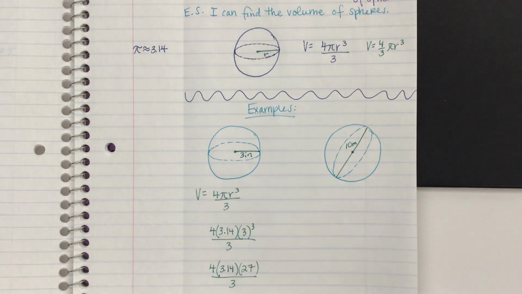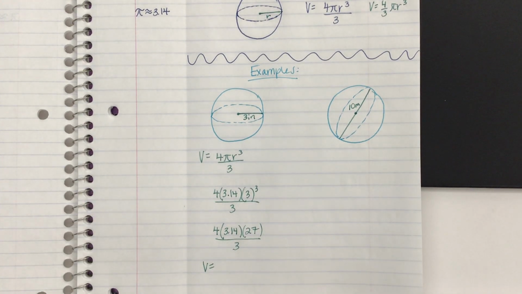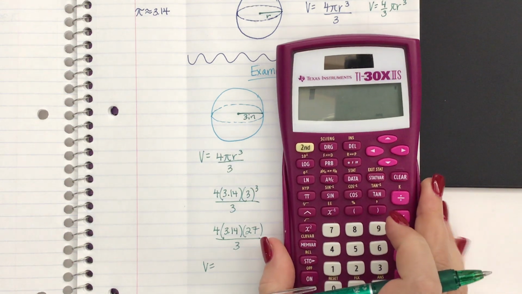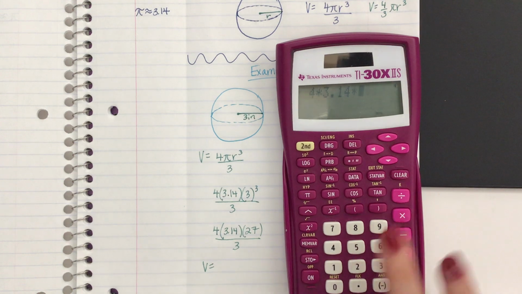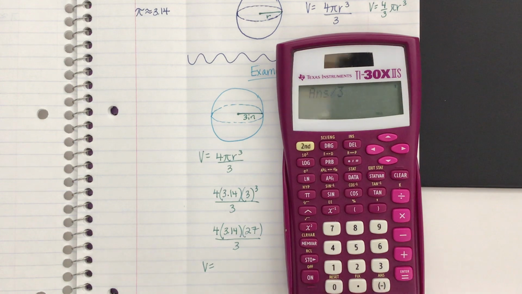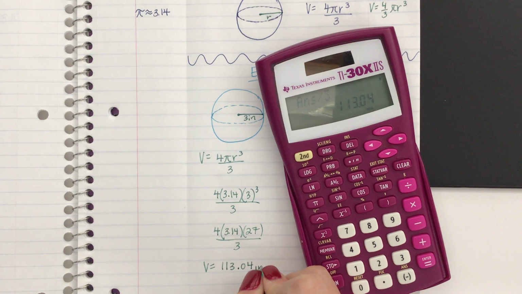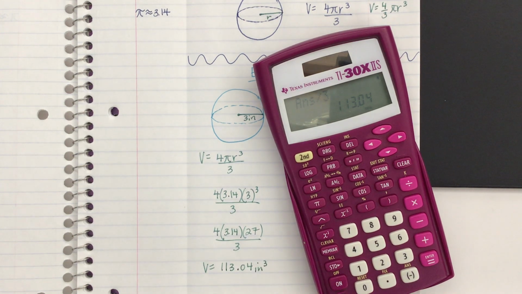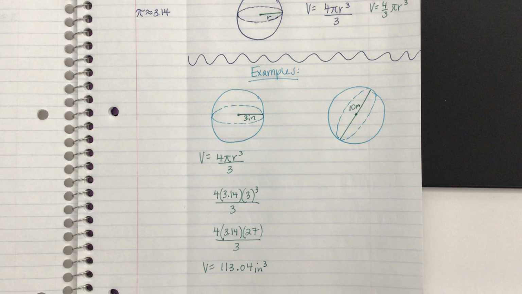So then you go ahead, let me scoot this up. I always forget to do that. So then let me take my calculator and multiply 4 times 3.14 times 27 and then divide by 3, which equals 113.04 inches cubed. So multiply it out and then divide by 3. So the volume for this sphere right here is 113.04 inches cubed.